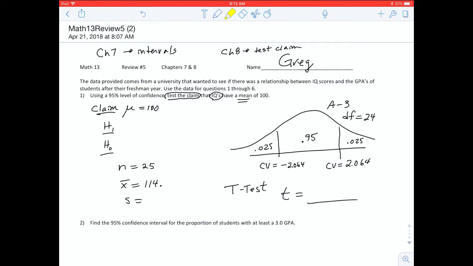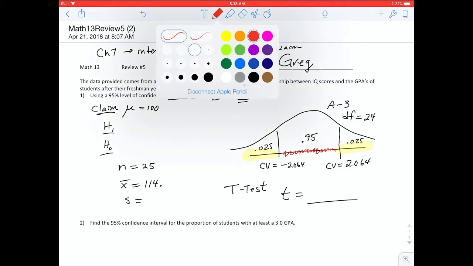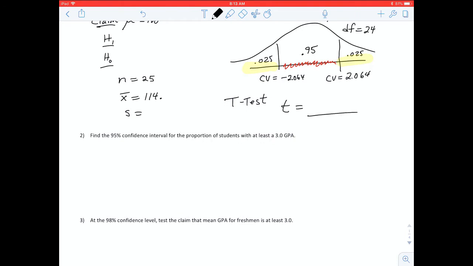So if the test statistic lands over here on the right, or in other words past the 2.064, or if it lands over here, that means you actually did prove something. If it lands in the middle, then we're not able to make a conclusion. The evidence is not strong enough to prove anything. Okay, then on to the next one.